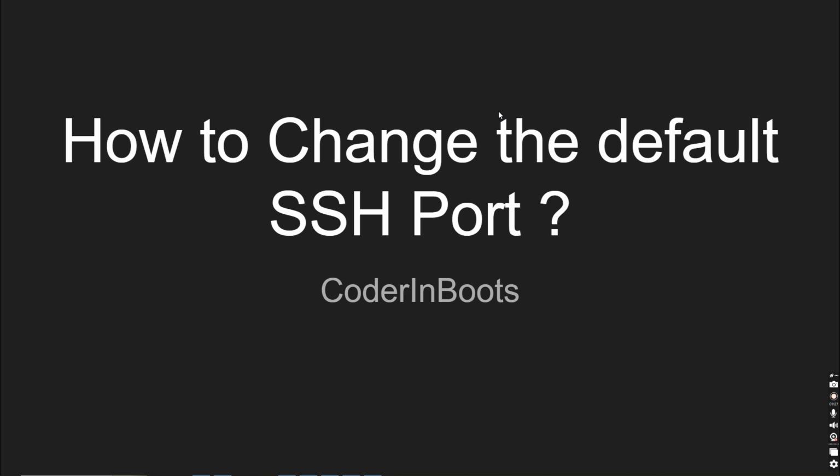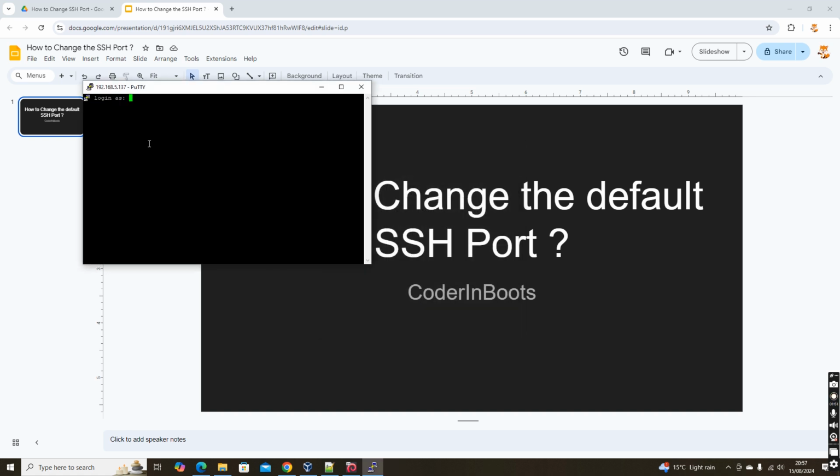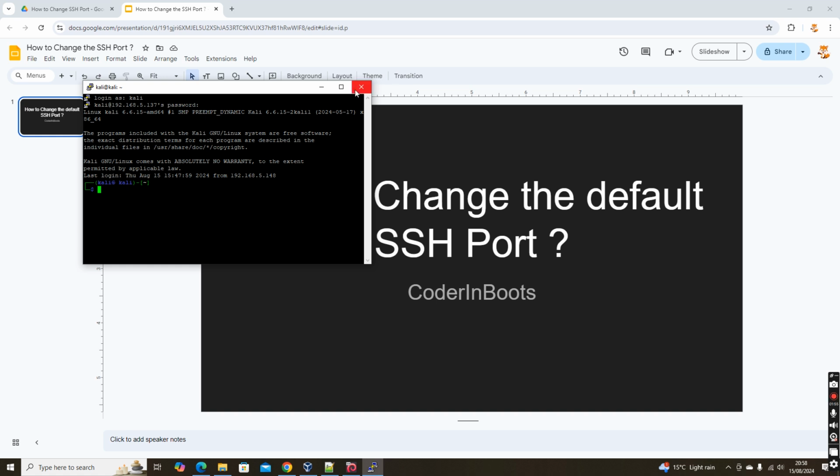I'm going to explain this procedure in Kali Linux, but you can do the same in Ubuntu, Red Hat, Oracle, whatever Linux machine you have. The steps are the same. First, let's get into the machine. I have a machine which has SSH running on the default port. This is the IP address, port number 22. I'm going to get into the machine.